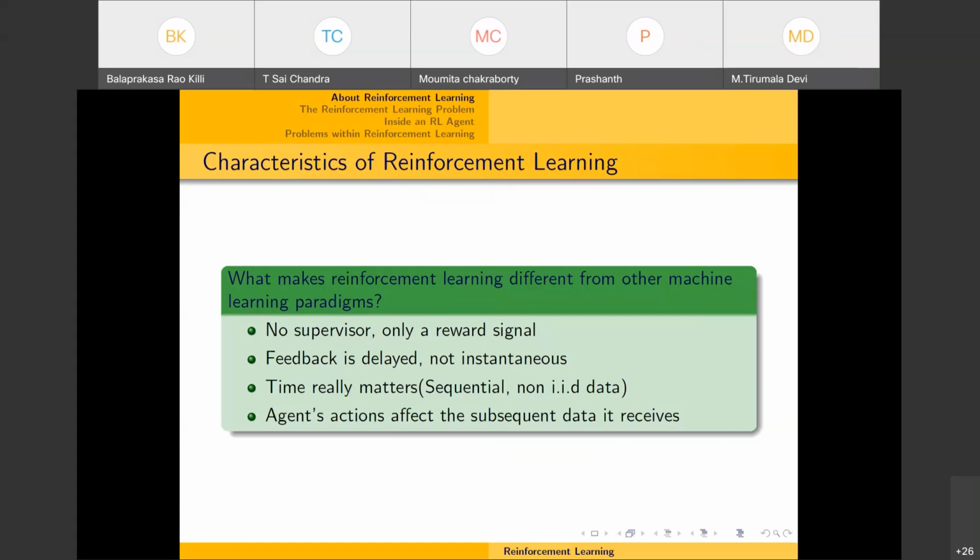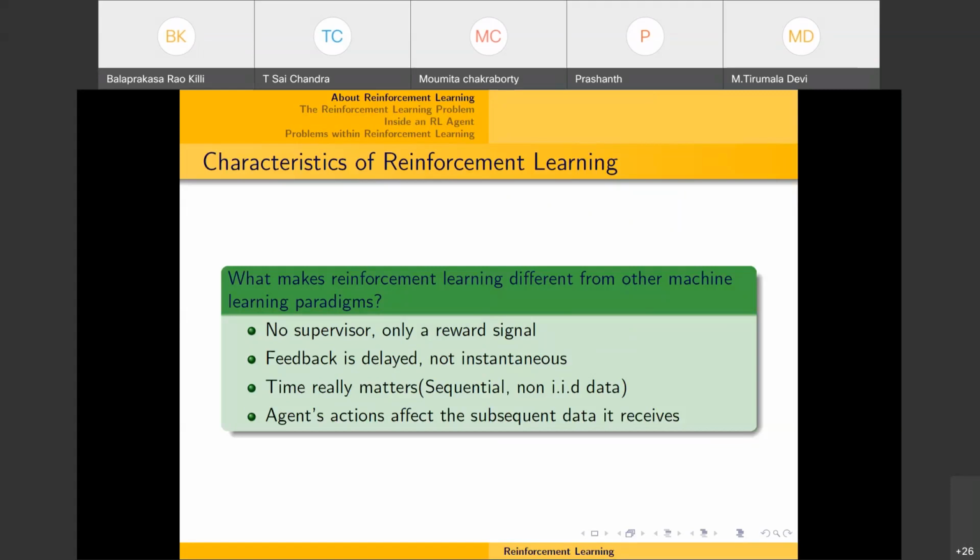Then comes this one. In addition to no supervisor, there is something else: there is no supervisor, but there is some reward signal, a feedback signal. So for every action, the agent will get some reward. The reward is called the feedback signal. We'll see this reward signal and feedback signal. And then the next important difference is that the feedback is not instantaneous. Feedback is delayed by many time steps. That means you take a decision now, and many time steps later, you may realize that your decision is not good.